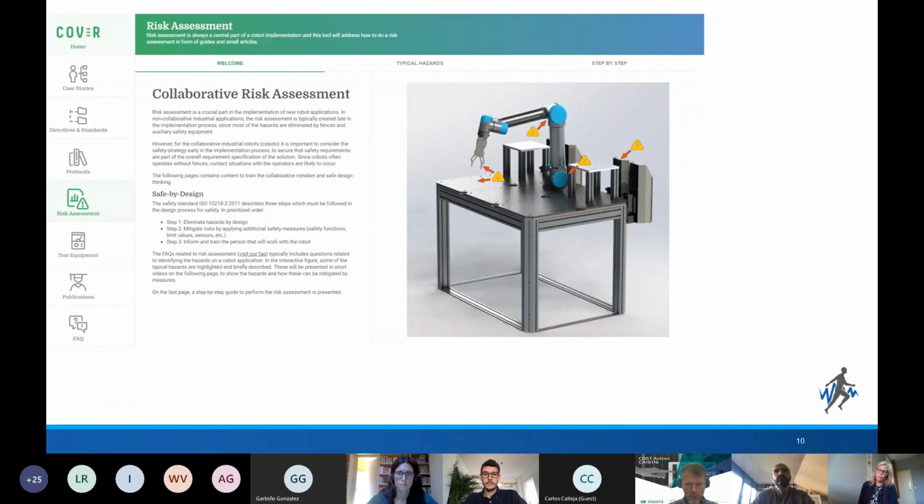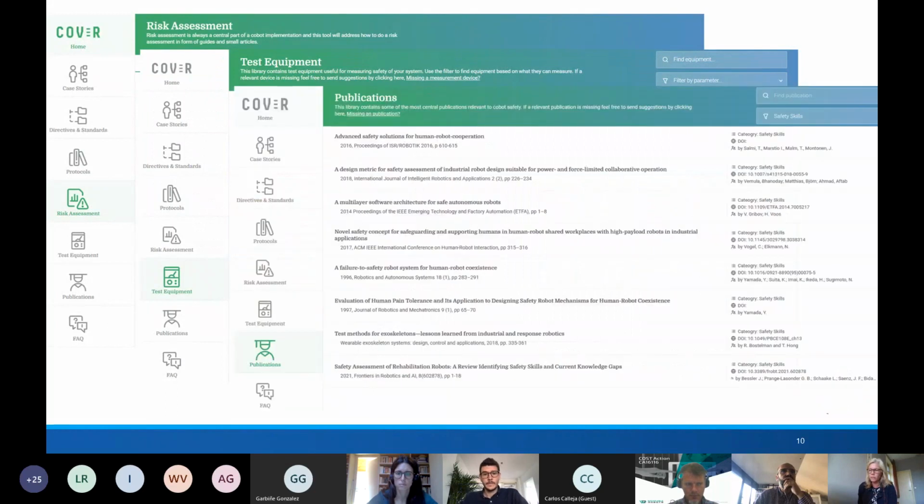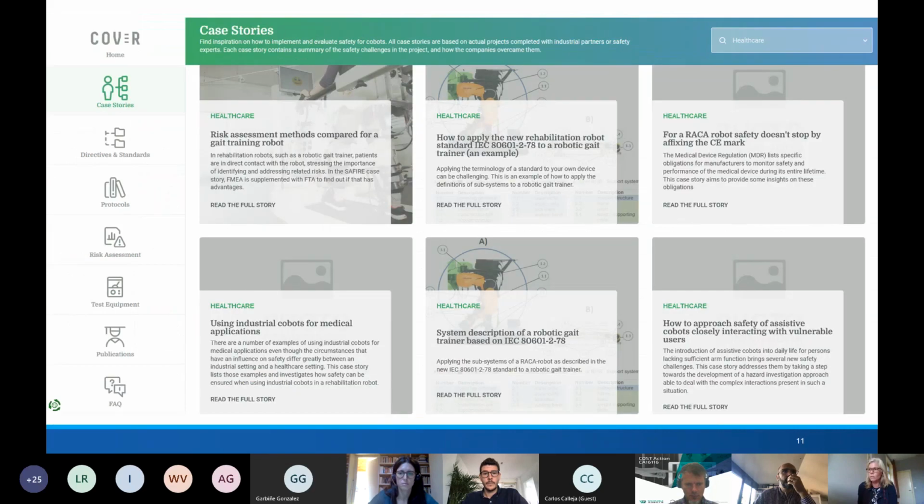In terms of information and education, there's also a lot of other information, like information about the risk assessment, test equipment for these safety features that's available at the different COVR partners. And a list of publications, for instance. So a lot of pages with information that people can use when they see that fit.